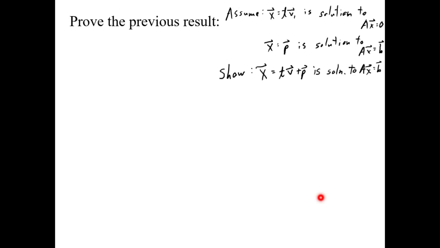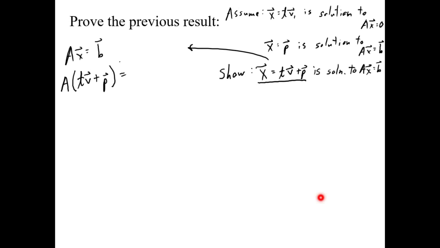So what I'm going to do is start with Ax = b, and I'm going to take this thing here and plug it in. So I'm going to do A times (tv plus p), and I put a question mark there. I want to know if that's equal to b. We can distribute: A times tv plus A times p. We want to know if that's equal to b.